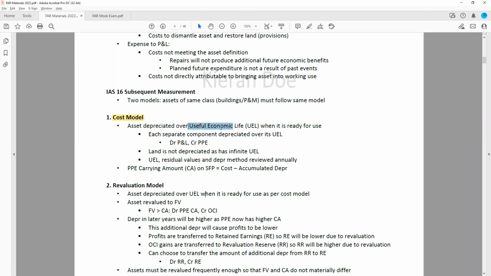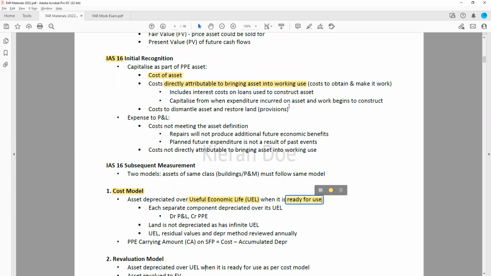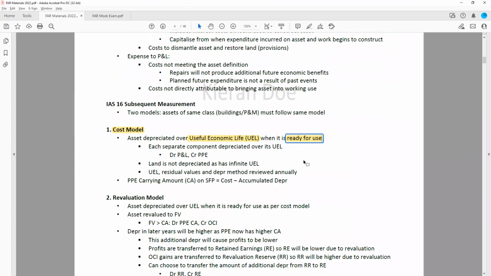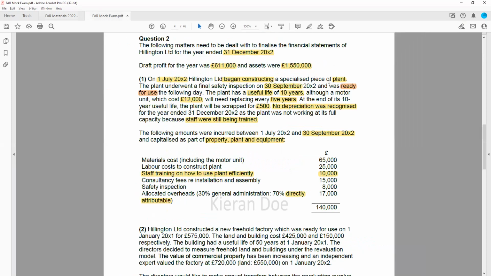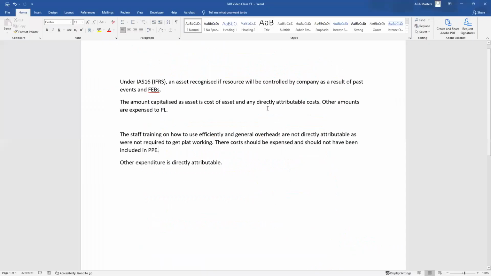So it's depreciated over its useful economic life, and it's depreciated once it's ready for use. So another key term there, like directly attributable was a key term here. Ready for use is really important because that's when the asset is depreciated. Now, each component is depreciated separately. So you remember depreciation from certificate level accounting, so I'm sure you're all very comfortable with that. You know, land isn't depreciated because its useful economic life is deemed to be indefinite. And we review these amounts every year as part of our accounting estimates. So therefore, we know that it's depreciated once it's ready for use over its useful economic life. So we've kind of got a second part to this.